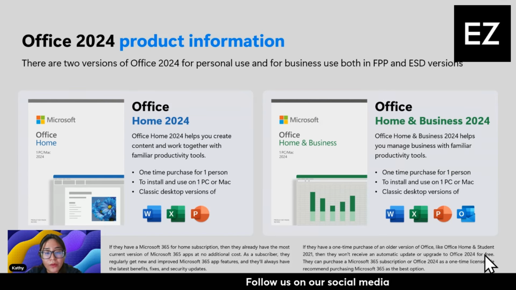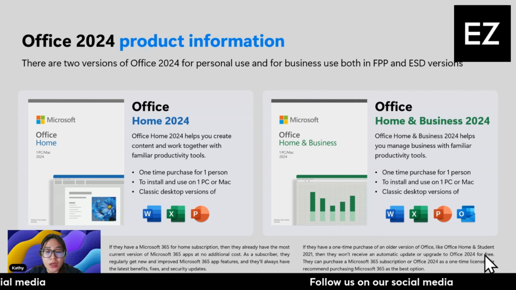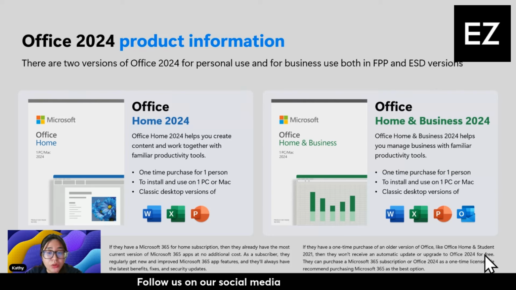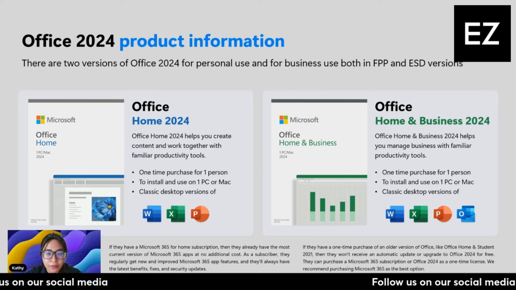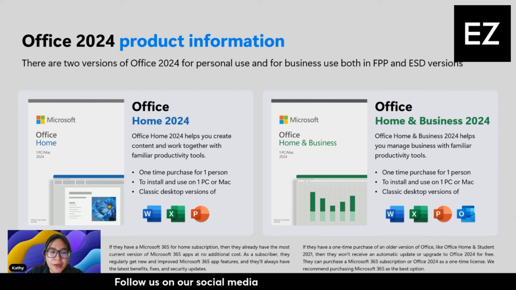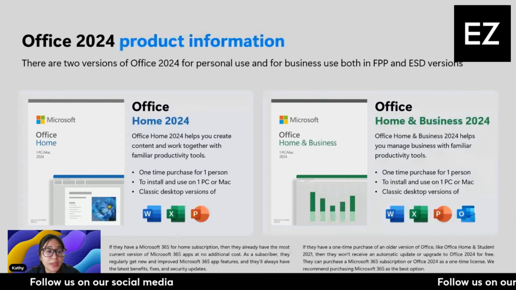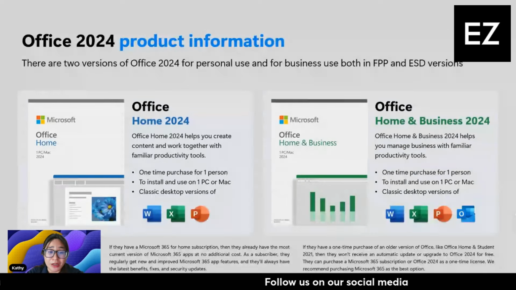Okay, so if you have the previous version, which is something like Office Home and Student 2021, then you will not be able to receive the automatic upgrade to Office 2024. Okay, so there's no upgrade for that. However, if you're looking for the latest benefits or the latest security updates, then that would actually be a Microsoft 365 subscription.